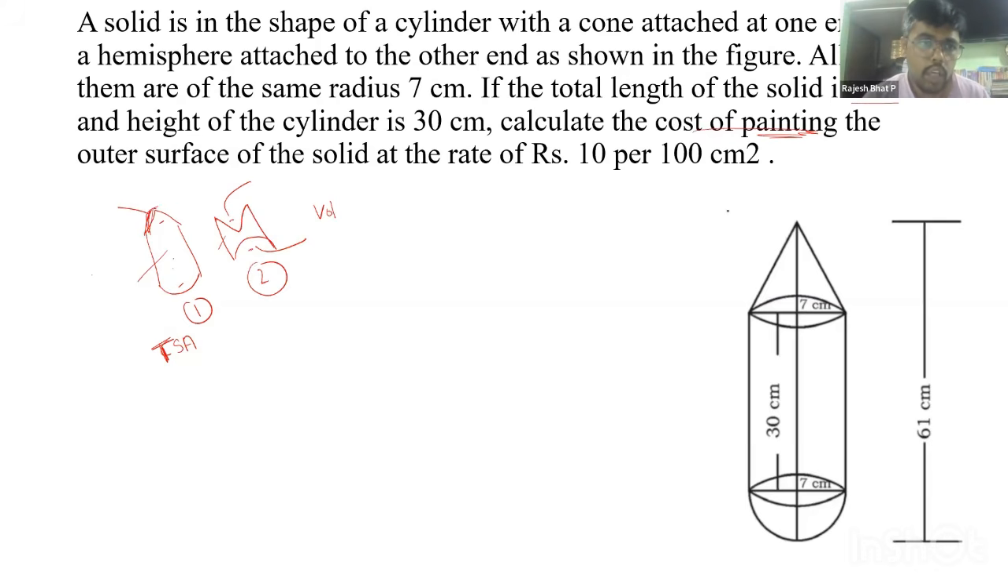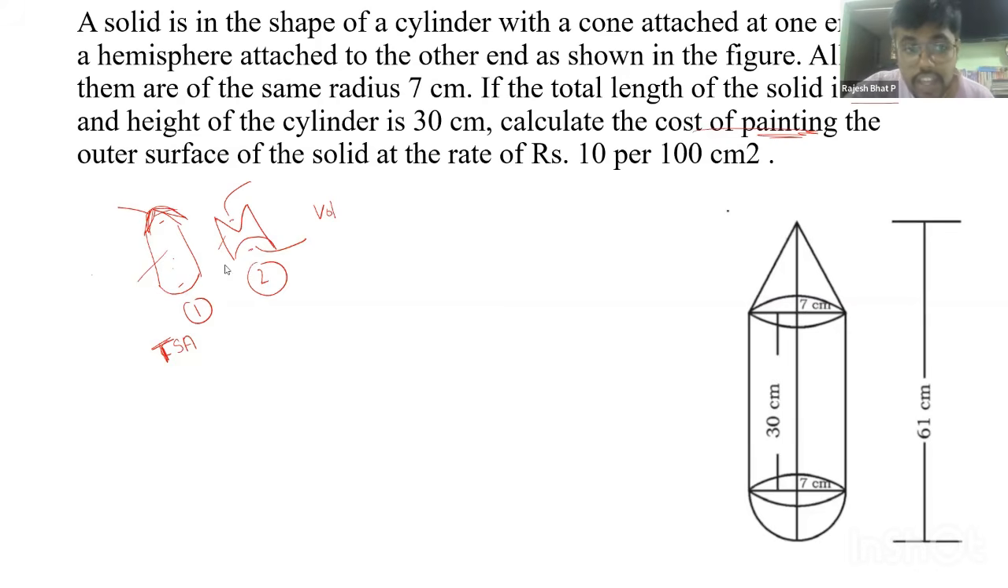What is this cone? It is nothing but the CSA, the CSA of the cone. And what is this? Again there is a cylinder: CSA of cylinder plus CSA of hemisphere. All the CSAs, just adding. CSA of cone, plus CSA of cylinder, plus CSA of hemisphere.